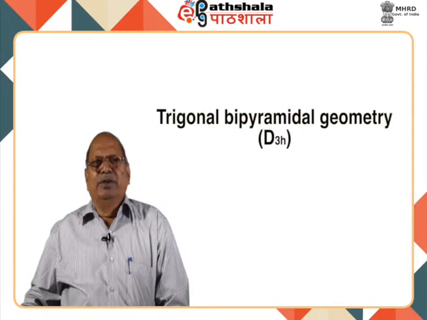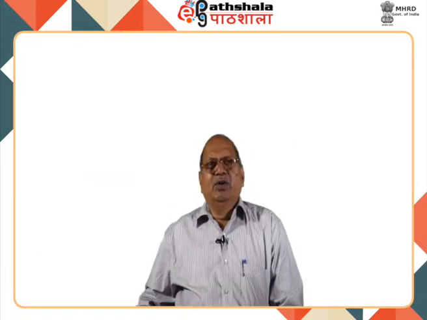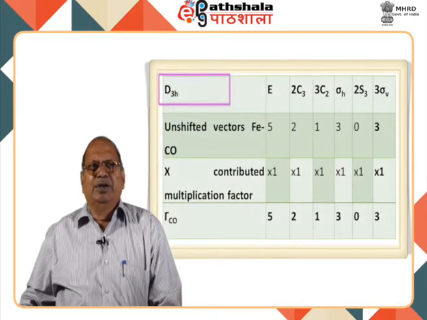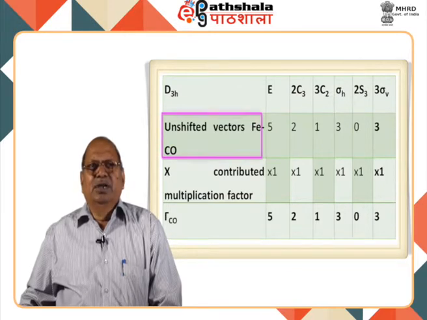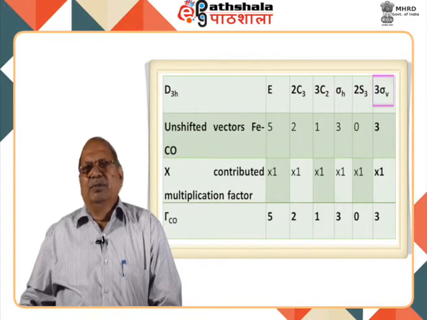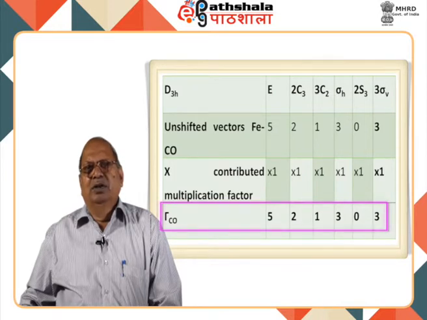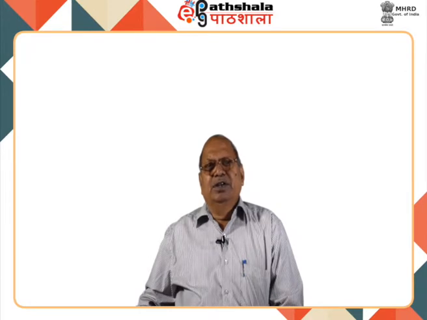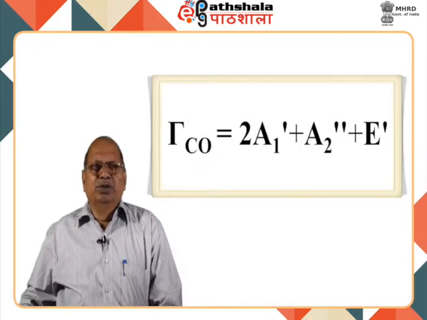Now let us take the trigonal bipyramid geometry, D3h. We can obtain the vibrational modes again by using the 5 CO bond vectors and the character table of the D3h point group. The unshifted vectors: for E it is 5, for 2C3 it is 2, that is both the axial Fe-CO, for 3C2 it is 1, sigma h it is 3, 2S3 is 0, 3 sigma v is 3. So the characters for CO stretching are 5, 2, 1, 3, 0, 3. Using the standard reduction formula, the vibration can be reduced to the following irreducible representations: 2A1' plus A2'' plus E'.